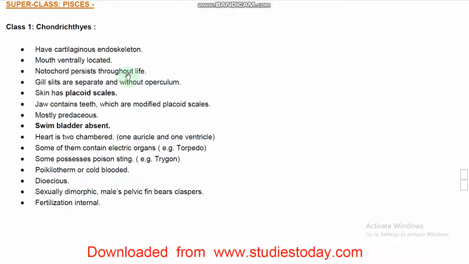You can go through the differences between Chondrichthyes and Osteichthyes with examples, as they are most important from this topic. So here, see, Chondrichthyes have a cartilaginous endoskeleton, Osteichthyes a bony endoskeleton. The mouth is ventral in Chondrichthyes. In Osteichthyes, the mouth is terminal. The notochord persists throughout life in Chondrichthyes, that is, throughout life the notochord is present. That is one of the unique characters.